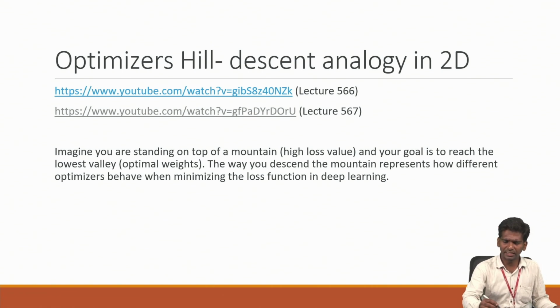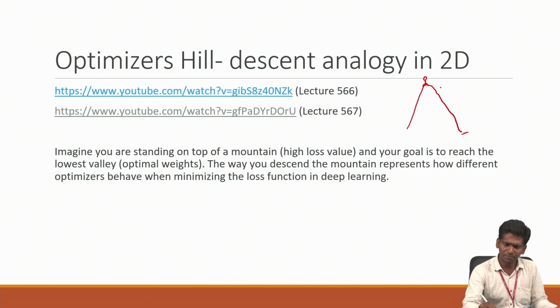What is this hill descent? Suppose you take this hill. Imagine you are standing here. Your goal is to reach down. Your target is to reach down. So how do you travel this path? You need to travel this path irrespective of whatever the path may be.